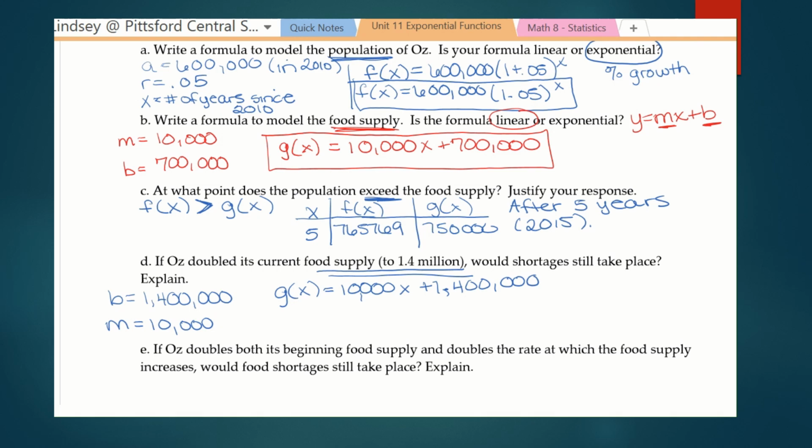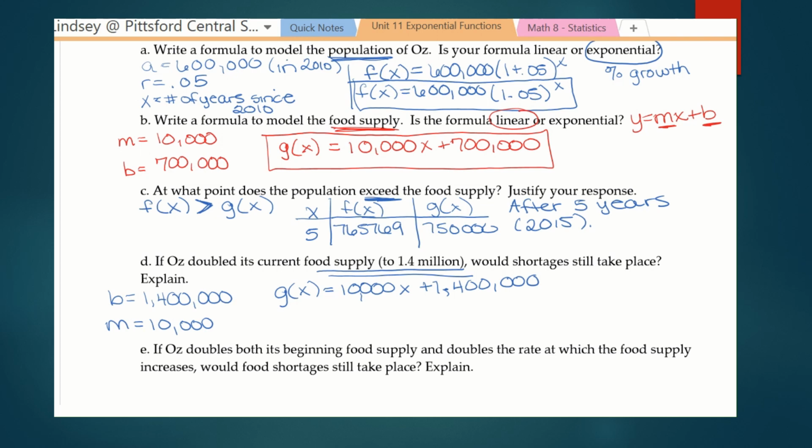Okay, well, same thing. Let's go back to our calculator. I'm going to change now my g of x function. So instead of having the g of x function that I had put in there originally, I'm going to change it and put this new one in. So 10,000x plus 1,400,000. And I'm going to look at the tables once again and compare. When are we going to have a shortage? Will they have a shortage with this change?